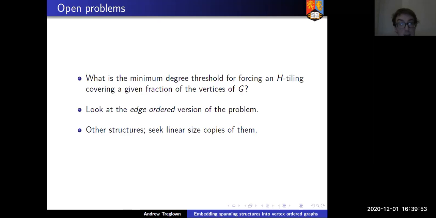You can look at these other questions, but in the setting of edge-ordered graphs rather than vertex-ordered graphs. Turán and Ramsey problems have been looked at in terms of edge-ordered graphs, so you can ask the same kind of questions, but for spanning and linear-size structures in edge-ordered graphs. You can look for other structures as well, linear-size copies of them. Maybe you want a specific tree covering 50% of the vertices in your ordered graph. So basically there are tons of open questions, but that's where I'd like to finish.